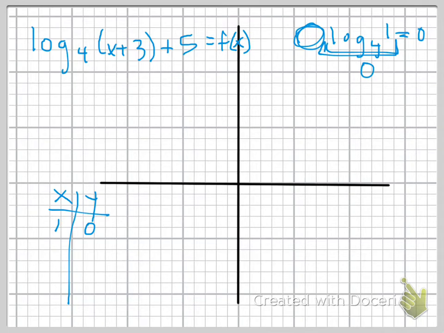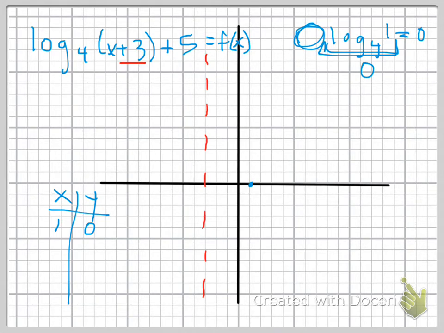Now our asymptote for a log is given by this term right here. And because x is plus 3, our asymptote is going to be at -3. So our first point is at x is 1 and y is 0.